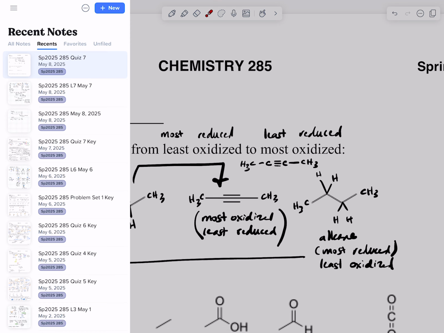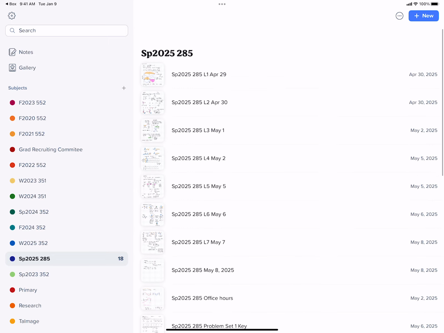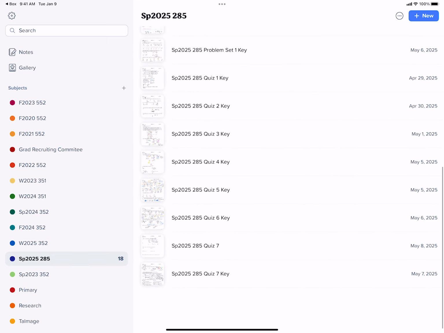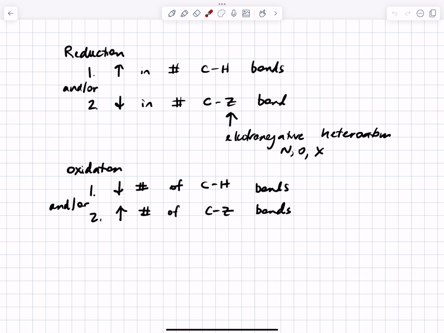Oxidation is a decrease in the number of CH bonds or an increase in the number of CZ bonds.